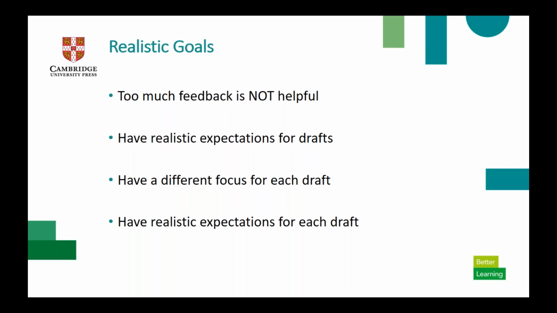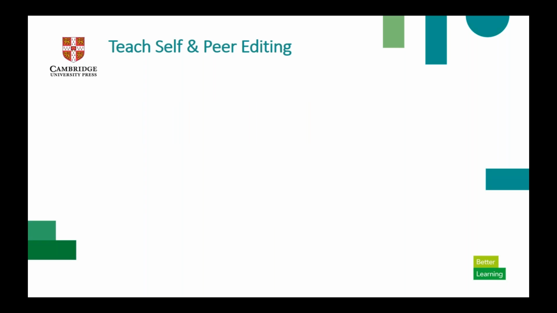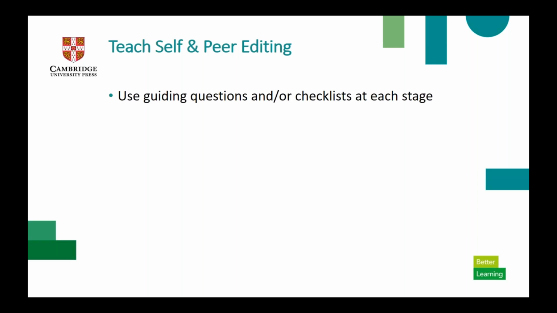Sometimes we usually take one of two approaches. We just want to make sure we can read it and understand it, that the sentences are clear, and that there's really something to say. Remember, one of the first goals of academic writing that we discussed earlier was that we want writing to convey information. So we want to have these different foci for each draft and have realistic expectations for each of those drafts. So let's look at teaching self and peer editing a little bit.